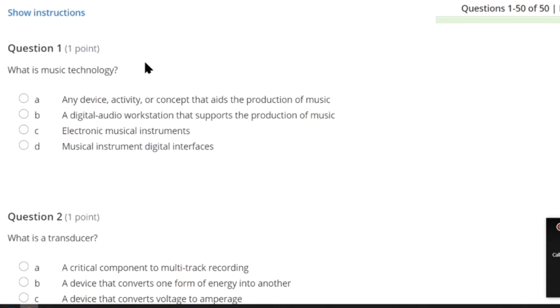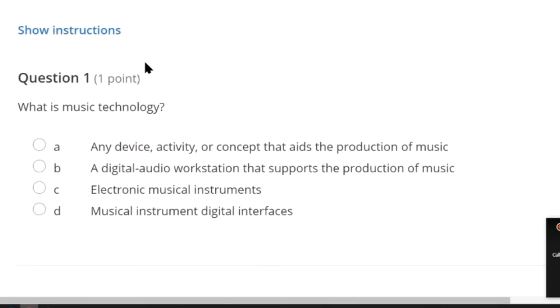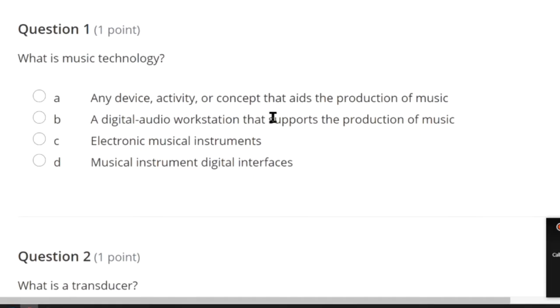Question 1. What is music technology? Is it A, any device, activity, or concept that aids the production of music? B, a digital audio workstation that supports the production of music? C, electronic musical instruments? Or D, musical instrument digital interfaces? And the answer is music technology is any device, activity, or concept that aids the production of music.